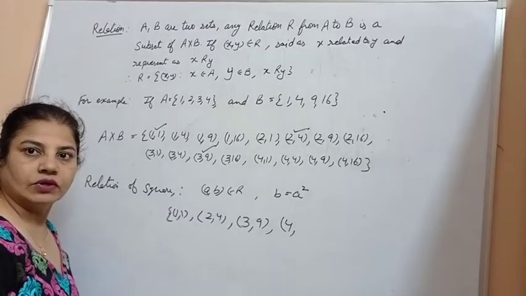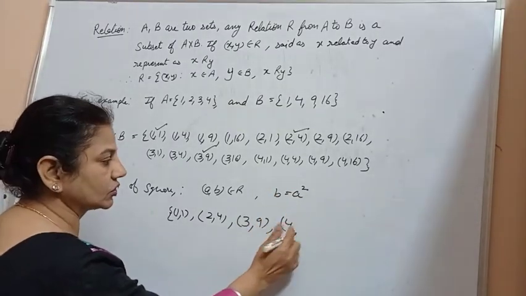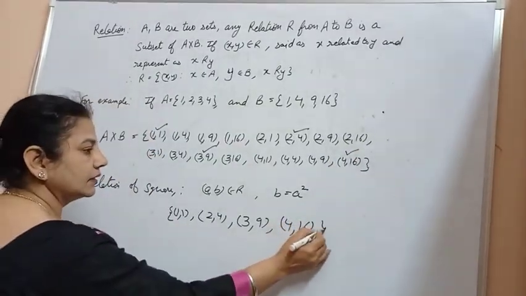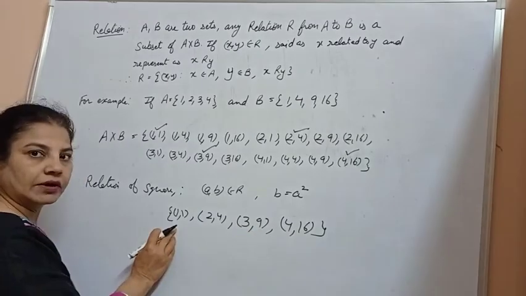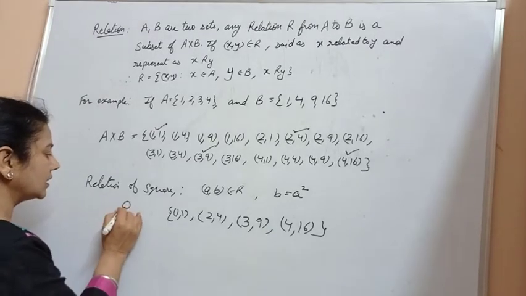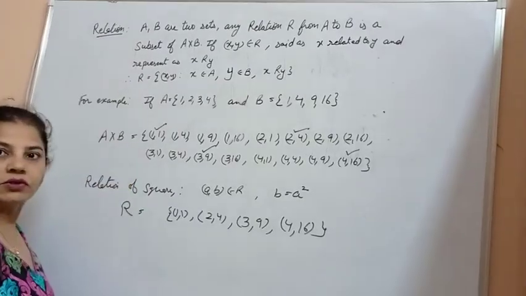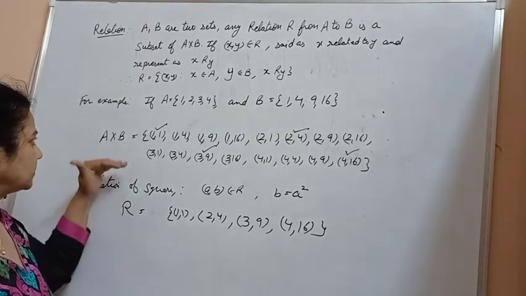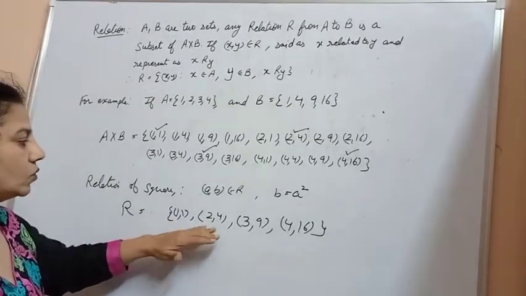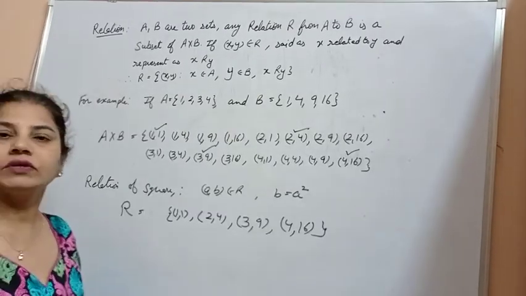If a is 4, then the second element b is equal to a square, that means 4 square, 16. So we say that (1, 1), (2, 4), (3, 9), (4, 16) is a relation R, and this is a subset of A cross B. Relation R is a subset of A cross B, and we have it as (1, 1), (2, 4), (3, 9) and (4, 16). So this is the relation of square.